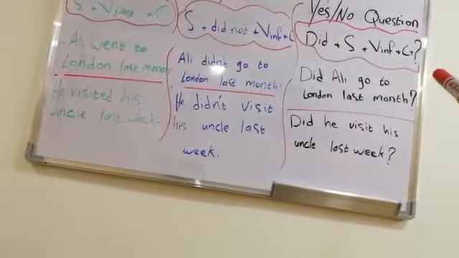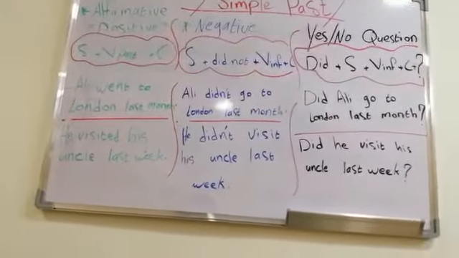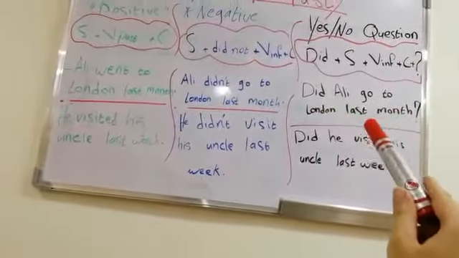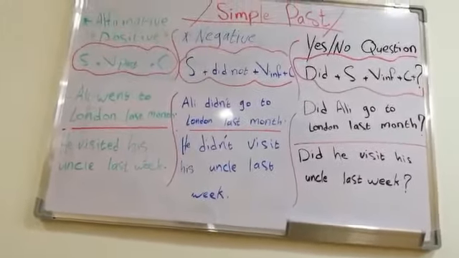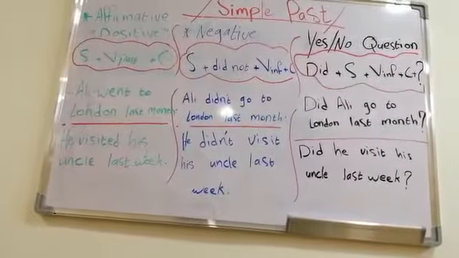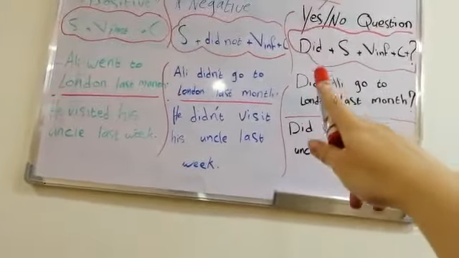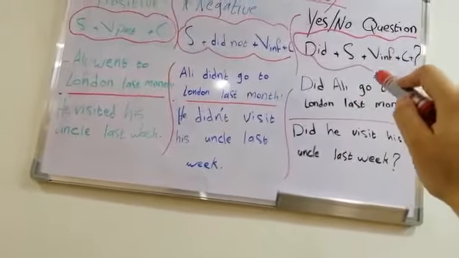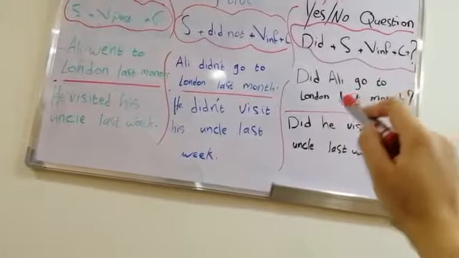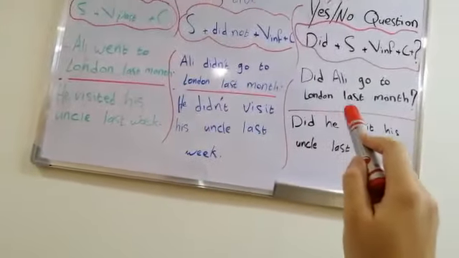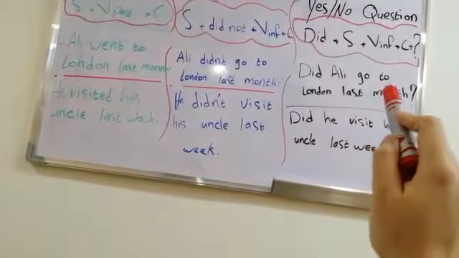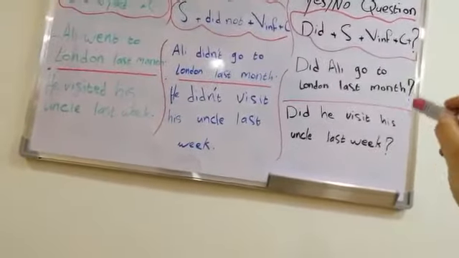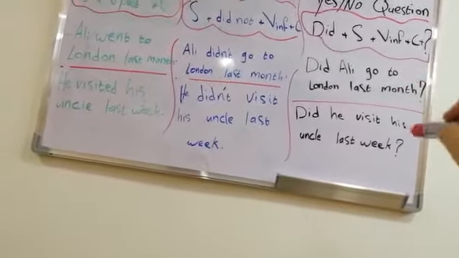Complement and WH question. For example, did Ellie go to London last month? Here we have did. Ellie is the subject. Go is the infinitive form. Can you see? Infinitive. Why? Because we have did. To London last month is the complement of this sentence. And here we have a question mark. The most important thing here is the question mark.